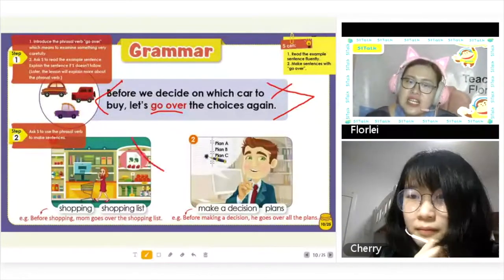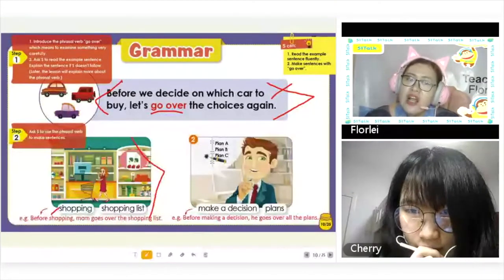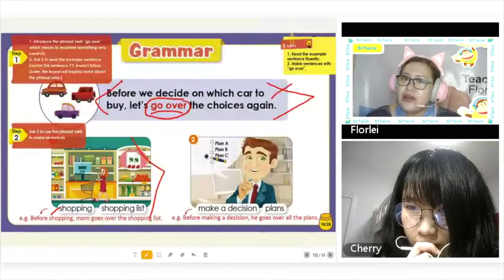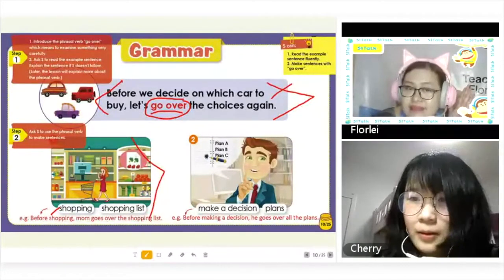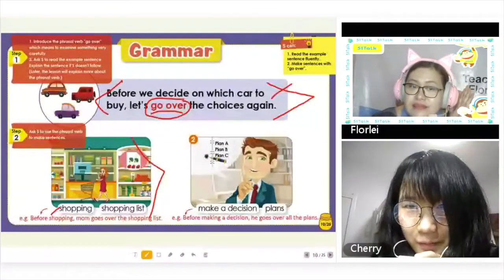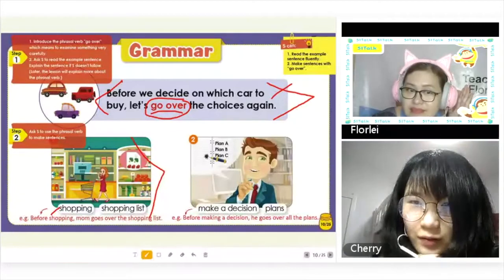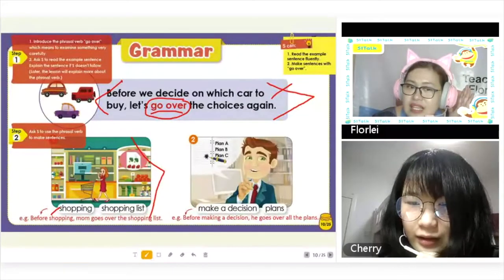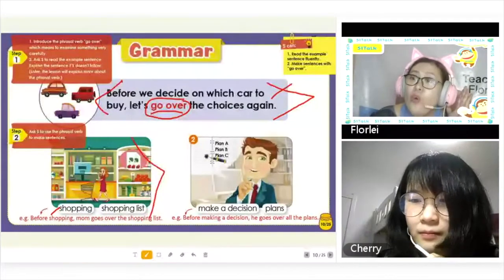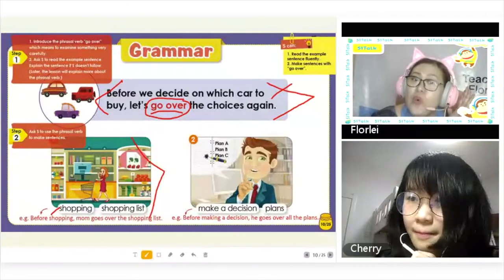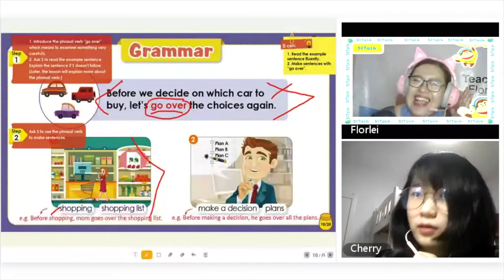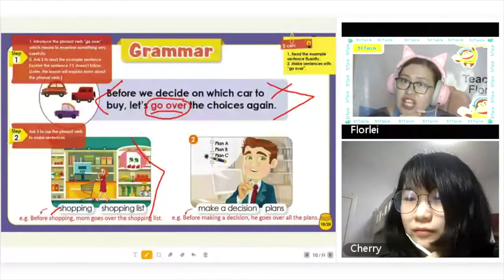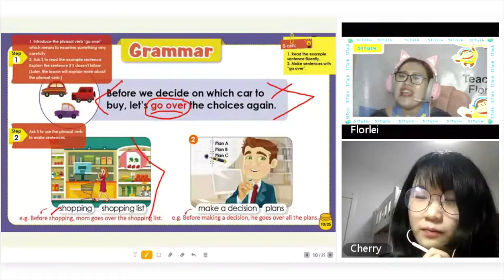Now, look at the picture. There are words here. Let's try to use these words in a sentence using the go over phrasal verb. Can you try? Okay. First, when we go shopping, we should go over the shopping list. Or you can say when we go shopping, we must go over the shopping list. Okay, that is a better sentence to make. All right, but your idea is very good. Okay, it's on point. Thank you very much, Cherry.